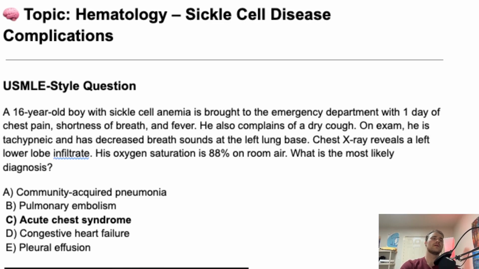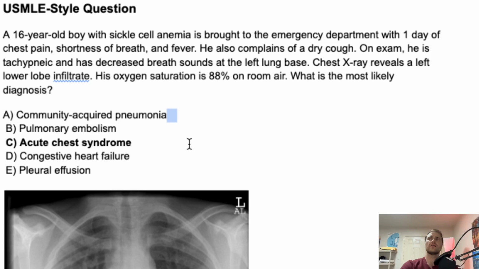Supplemental oxygen is given as well, and maybe you might even need some exchange transfusion if it's super severe. So let's look at the other answers, like community-acquired pneumonia. All right, so community-acquired pneumonia, it can look similar, but in sickle cell with acute symptoms, it's more likely to just be acute, even if there's an infection involved, if they have sickle cell. And this time we do know he has sickle cell, so that should make us think of acute chest more than community-acquired.